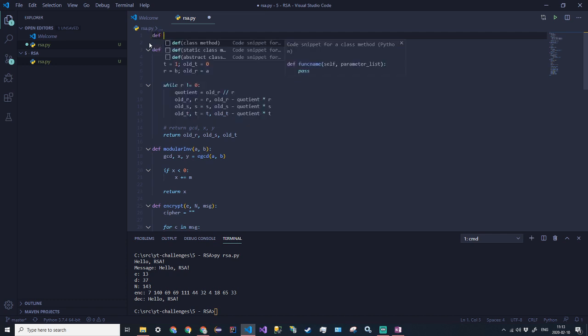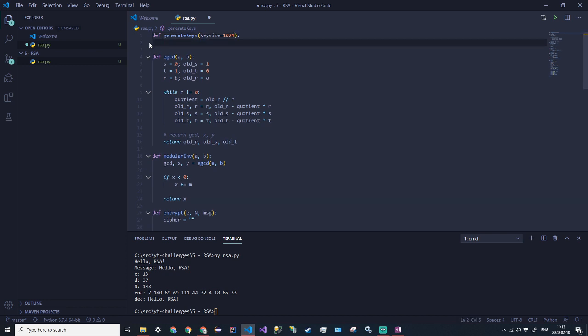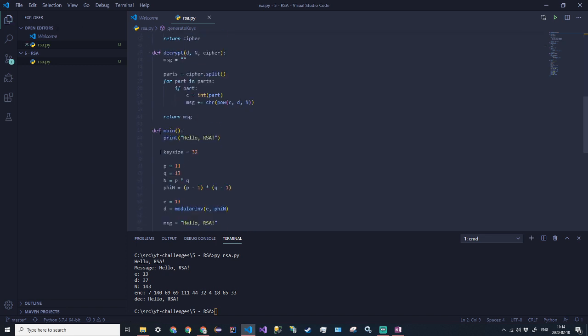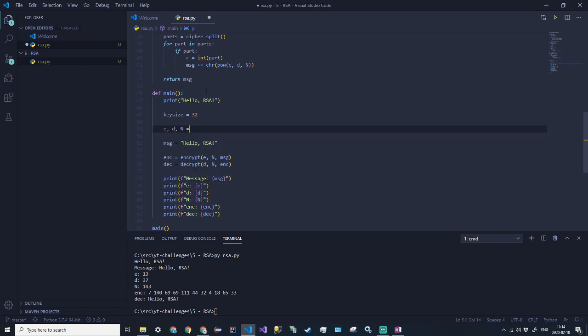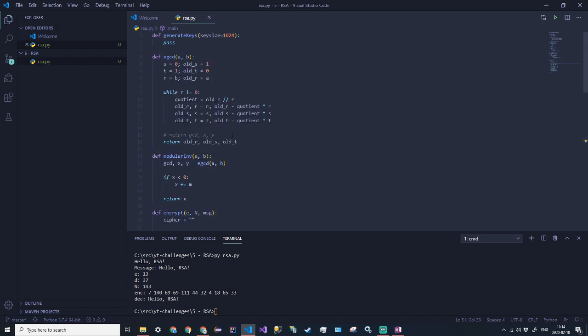Alright, def generate keys, and we'll do key size, and default is 1024. I think that's industry standard to have it as 1024 bits, which is a lot. And we'll just return or pass for now. And what we'll do here is we're going to erase all this, and we're going to say e, d, n is equal to generate keys key size. Just like that.